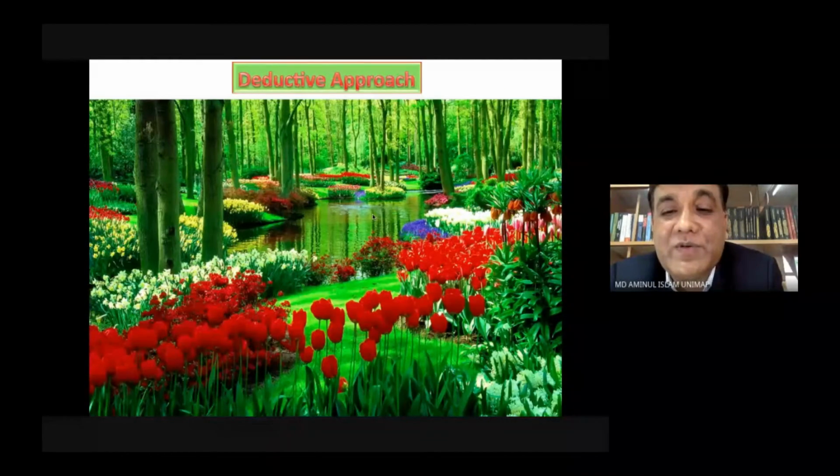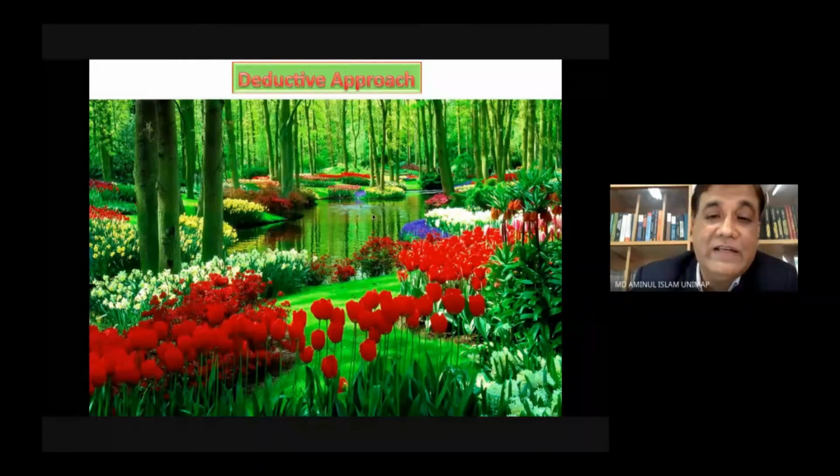So you pick up flowers, and those flowers become your independent variable or mediating variable or moderating variable, the environment that you see. This is deductive. You have existing theories, and from there you're picking up the right one, the relevant one that is needed for you. Okay, that's a deductive approach.